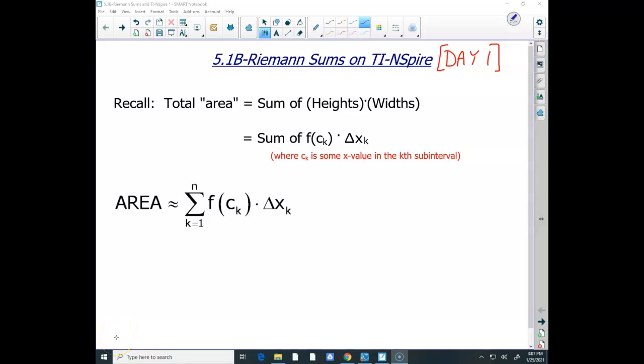Okay, good morning, guys. Today we're going to do 5.1b, which is still Riemann sums. However, we're going to learn a new way to type them into our calculator. It's going to get even easier and easier, hopefully. It's really an important foundational look at what we're doing.